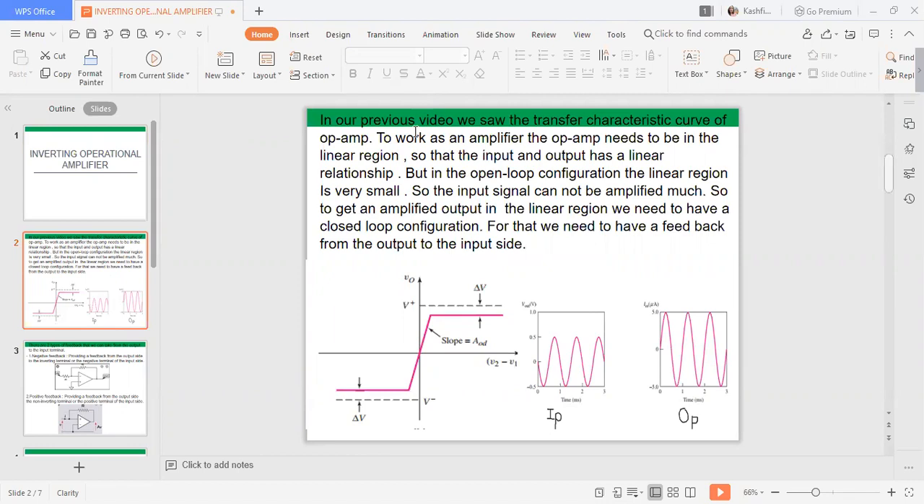In our previous video, we saw the transfer characteristic curve of an op-amp. This is the transfer characteristic curve. To work as an amplifier, the op-amp needs to be in the linear region, so that the input and output have a linear relationship. But in the open loop configuration, the linear region is very small, so the input signal cannot be amplified much. So to get an amplified output in the linear region, we need a closed loop configuration. For that, we need a feedback from the output to the input side.